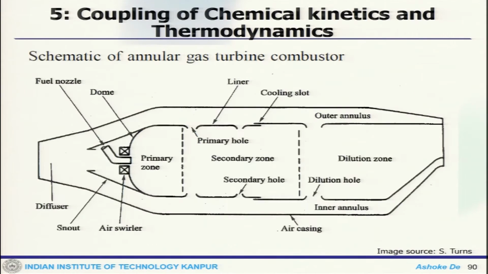Now, look at a slightly more complicated example of a gas turbine, where you have many different regimes. This is a schematic, or cut section, of a gas turbine combustor. This is the outer casing, or rather the air casing. The first portion here is the diffuser. In the diffuser, if you look at it realistically while flying, there is also a fan which sucks air into the system.